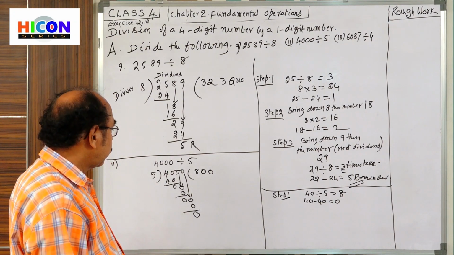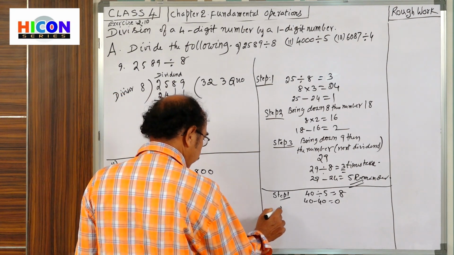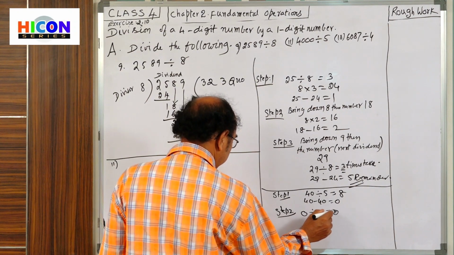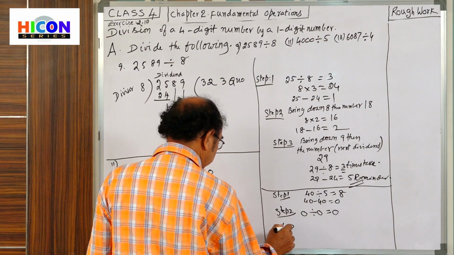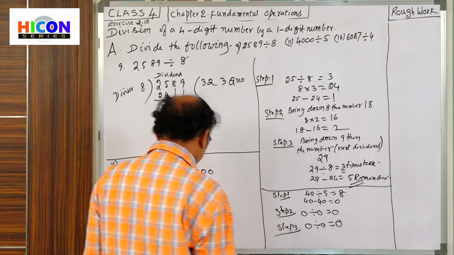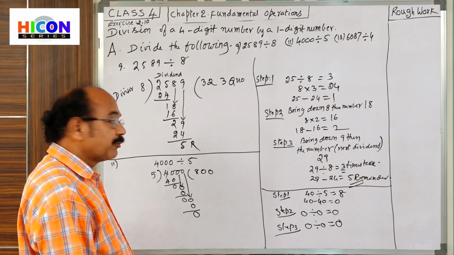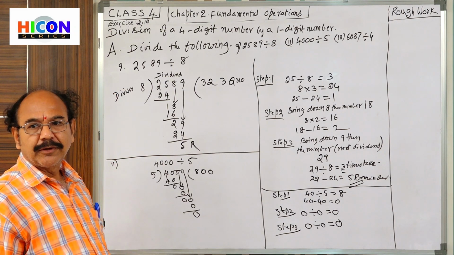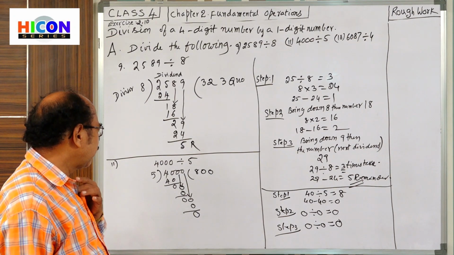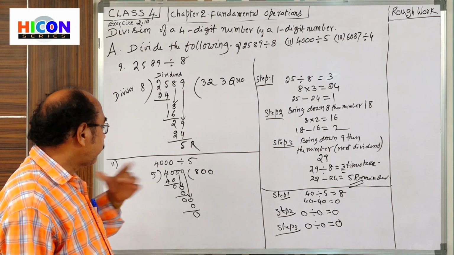Like this, 800 times. So step 2: 0 divided by 5 is equal to 0. Step 3 also: 0 divided by 5 is equal to 0. That's why how many times? 800 times. 5 divides 4,000. How many times? 800 times.